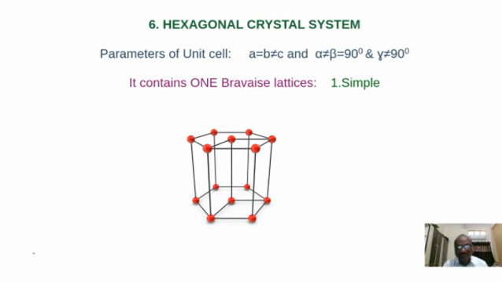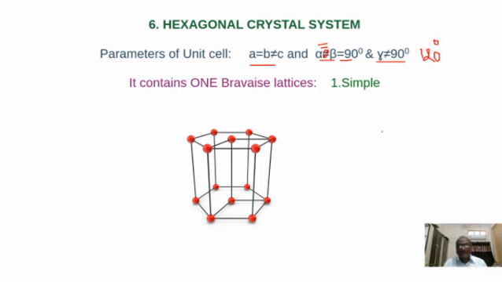Sixth one is the hexagonal crystal system. Here the dimensions are a is equal to b but not equal to c, and alpha is equal to beta is equal to 90 degrees, but gamma is not equal to 90 degrees. You remember this will be equal to 120 degrees. It is not equal to 90 degrees means it will be 120 degrees.